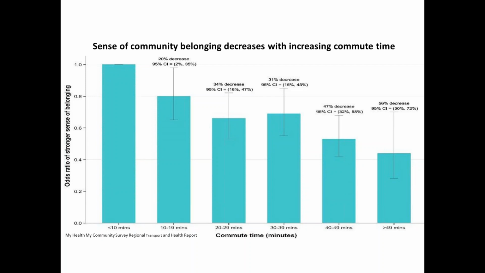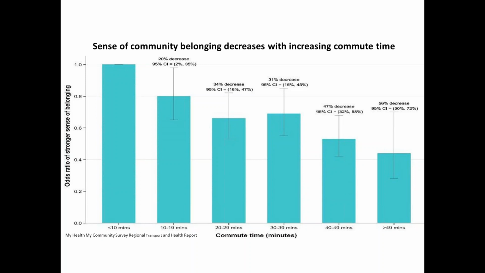I think this slide is quite a powerful one, as it shows the odds ratio of a stronger sense of belonging on the y-axis over the commute time in minutes on the x-axis. So really, the sense of community decreases with increasing commute time. We all know intuitively that commute times eat into our quality of life, but now we really have evidence demonstrating this. And a sense of community belonging decreases with increased commute time.